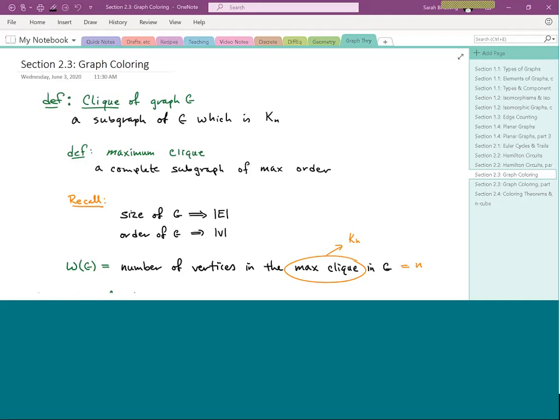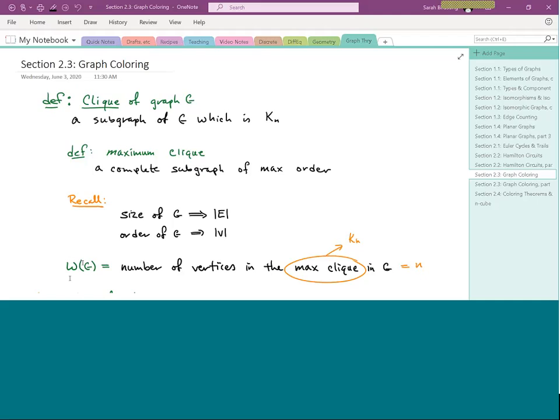The clique, also known as the clique of a graph, is some subgraph of G which is also a complete graph on those vertices. In other words, it's a complete subgraph. Now, we care about maximum cliques, and these are the complete subgraphs that have the most number of vertices possible. So the official term here would be maximum order or greatest order if you prefer. And remember, order was dealing with the number of vertices.